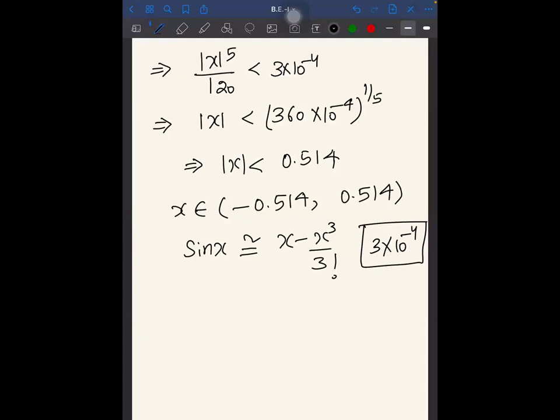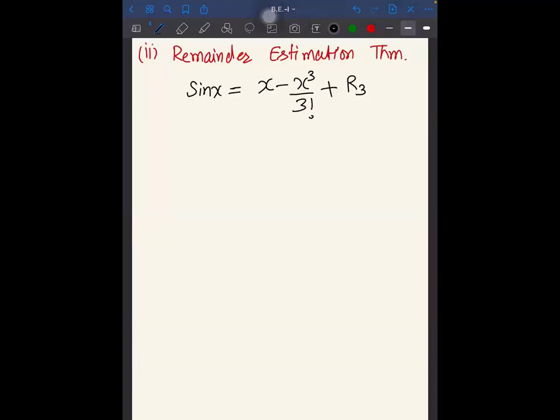Yes, can anybody? We can tell whether this is going to be an underestimate or overestimate. We said this earlier, so will it be an underestimate or an overestimate in this case? It is positive. Therefore, by the remainder theorem, I'll write sin x as x minus x cubed by 3 factorial plus R3.